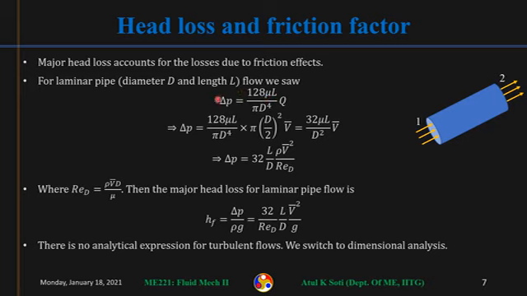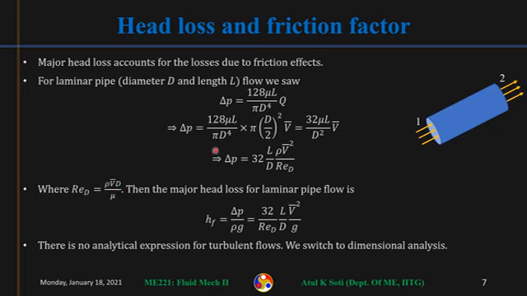So this we can rearrange. Volume flow rate is simply the average velocity times area, so pi (d by 2) square into V average. After some manipulation, you will get the expression of pressure drop as 32 L by D rho V square divided by RE_D, where RE_D is the Reynolds number for pipe flow based on the diameter of the pipe and the average velocity inside the pipe.